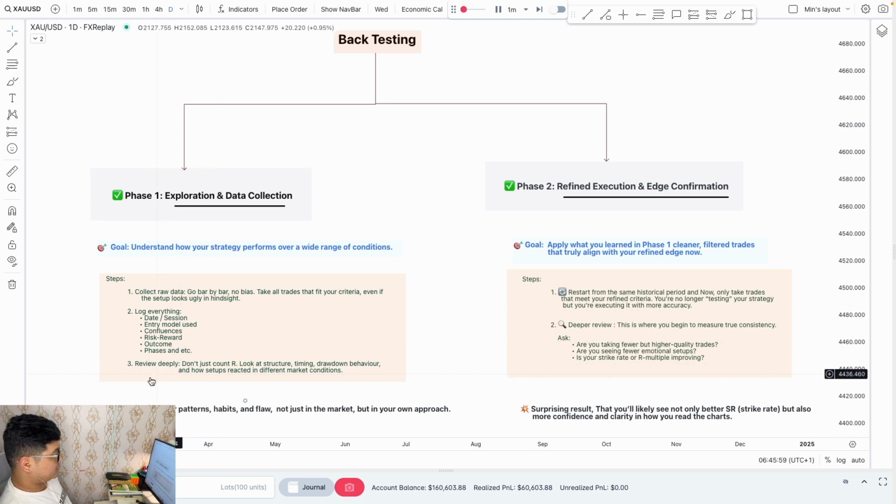In the third step, review deeply. Don't just count how much percentage you made. Look at the structure, look at the timing, especially which session is profitable for you and which is not. Maybe the London low is giving you more losses than wins, then you should probably avoid the London low. Or maybe look at until what time you are profitable, maybe sometime after 4 or after 5 p.m.